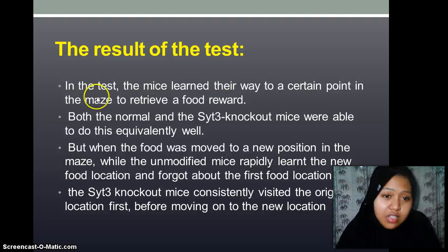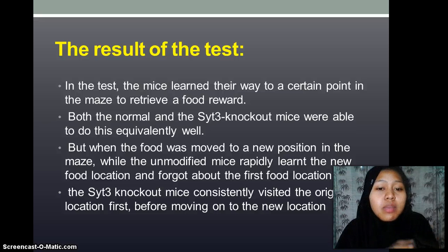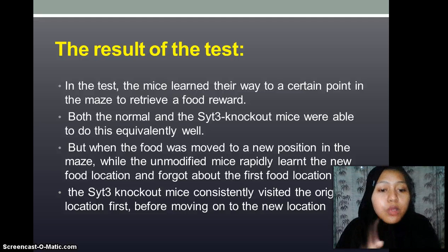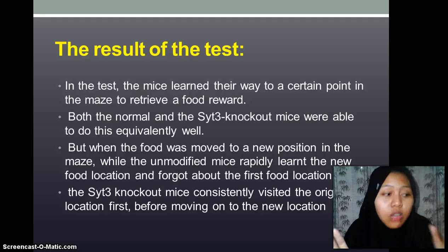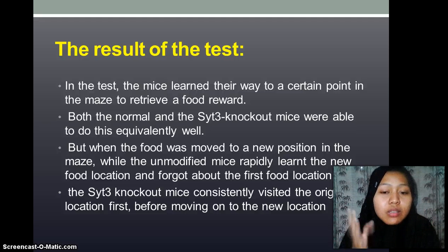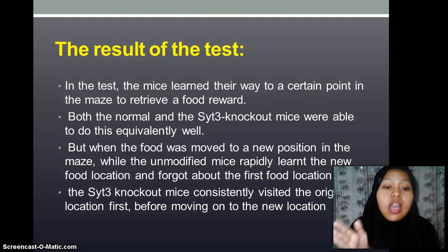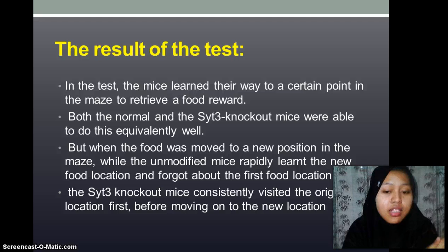In the test, the mice learned their way to a certain point in the maze to retrieve a food reward. Both the normal and the C3 knockout mice were able to do this equivalently well. But when the food was moved to a new position in the maze, while the normal mice rapidly ran to the new food location and forgot about the first food location, the C3 knocked-out mice consistently visited the original location first before moving on to the new location.